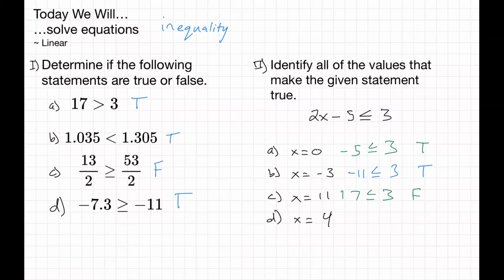Now, the 4 is a fun one, right? It's equal to, right? Because if you plug in the 4, we get 3 less than or equal to 3. So how do we interpret that? It's true, right? Because we have less than or equal to, right? It doesn't matter if it's the same because here it is allowed to be the same. Now, if I change it, though, and I put 3 as less than 3, is that true?